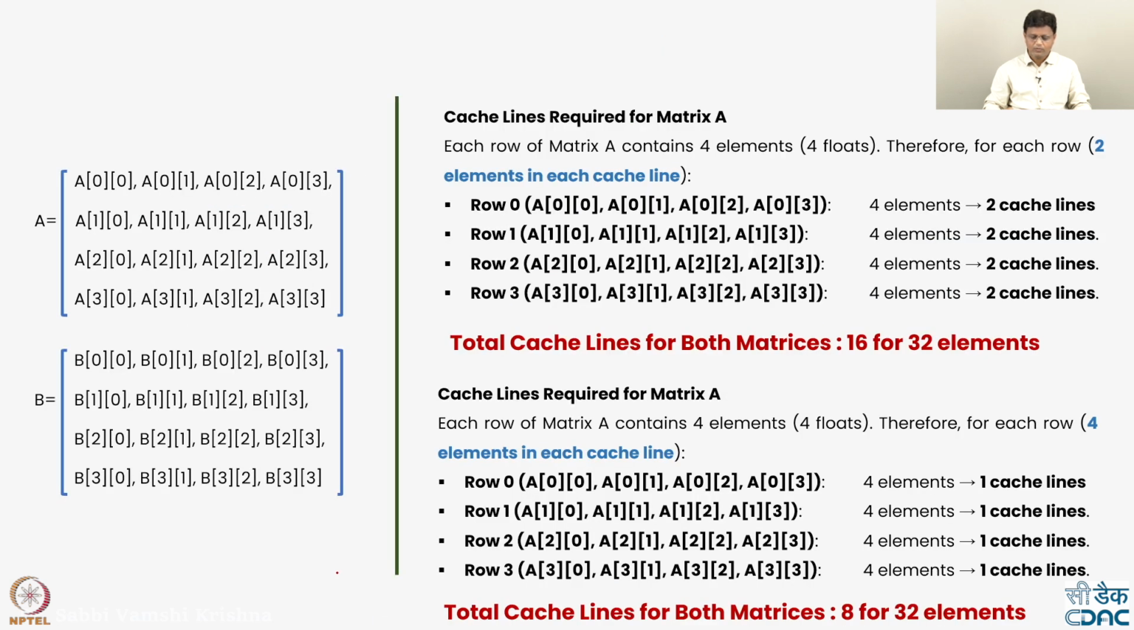Now, I have increased my matrix A to a 4 by 4 matrix and B is also a 4 by 4 matrix. That means each row has 4 elements to process, and I am continuing with the same example of cache lines. So, each cache line can carry 2 elements. So, 4 elements of the row will be carried by 2 cache lines.